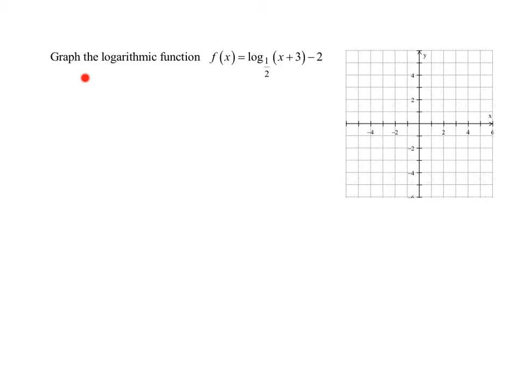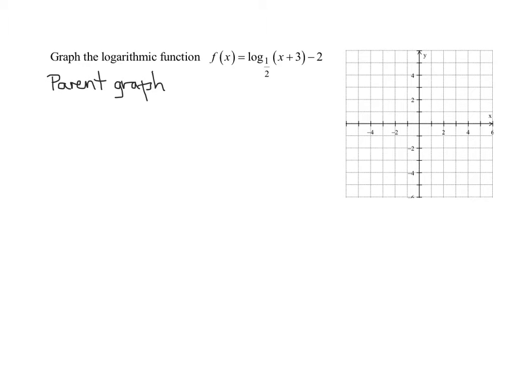In this problem, I need to graph the logarithmic function f of x equals log to the base 1/2 of the quantity x plus 3, minus 2. So the first thing we have to do is figure out who the parent graph is and graph it, and then we can use transformations to figure out what the graph of f of x looks like.